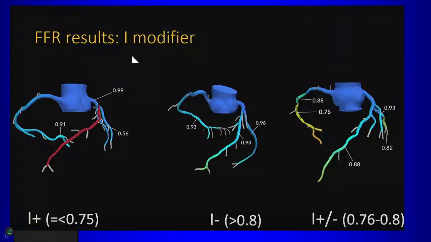So in the CAD-RADS scoring system, if this information is available, this is where you add the I modifier. I positive means that your fractional flow reserve results were positive for ischemia. So that means your fractional flow reserve is less than 0.75, and on your color-coded images, that would come back as red. Okay. It's I negative, meaning there's no ischemia, if the number is greater than 0.8. And it might be in the indeterminate range between 0.76 and 0.80, which is the case over here for this particular stenotic lesion, and then this vessel over here.